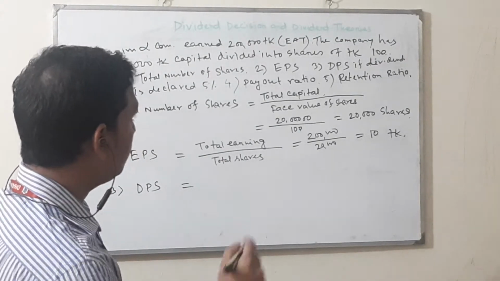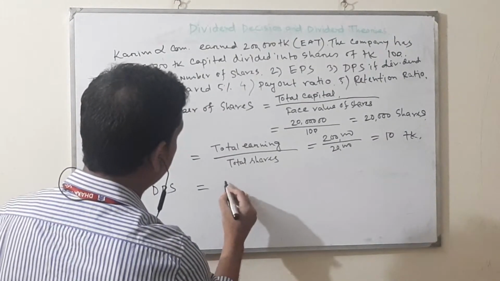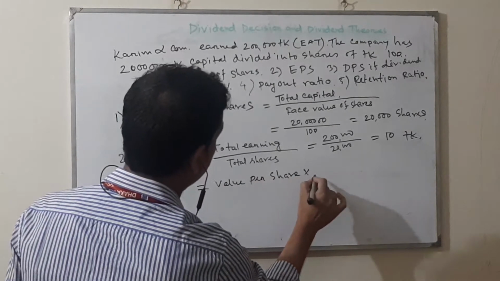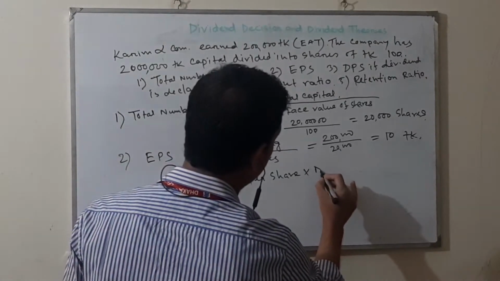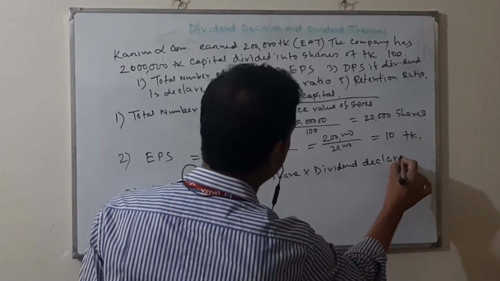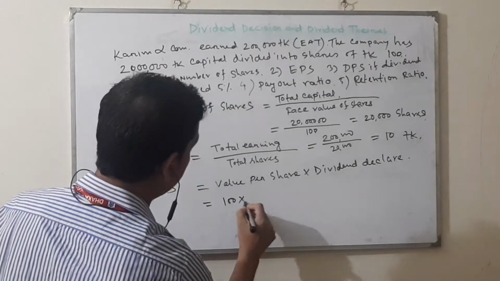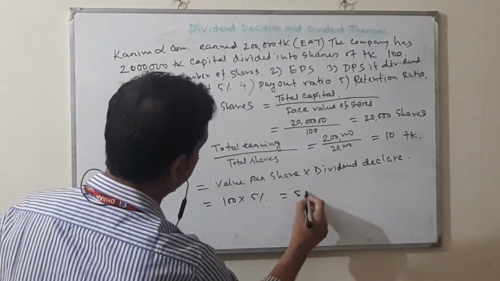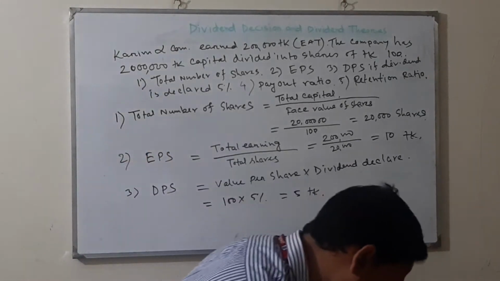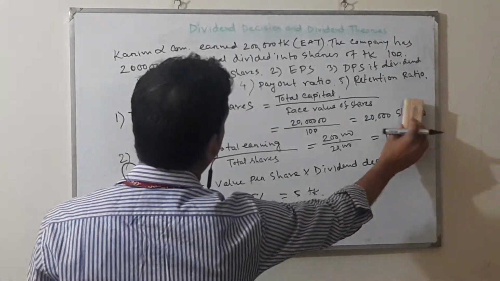So here, value per share into dividend declared. Okay, so value per share is 100 taka into dividend declared is 5%, so DPS is 5 taka. So dividend is 5 taka. Okay, I erase this.